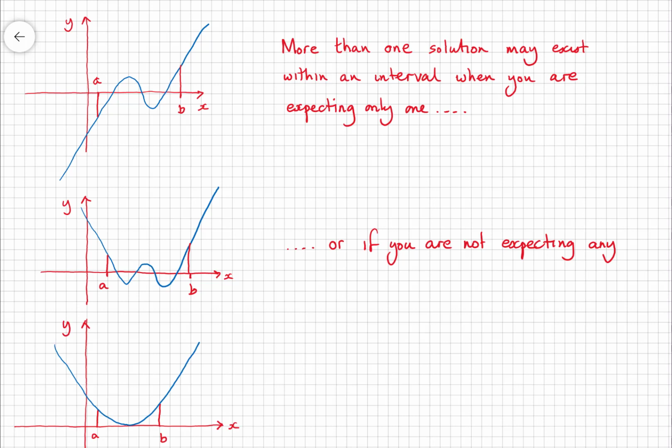And of course, if the curve is actually tangential to the x-axis, so that there is a definite root that exists, on either side of that, you're going to have either both positive or both negative values for y, and you may not be expecting to find a solution within that interval.